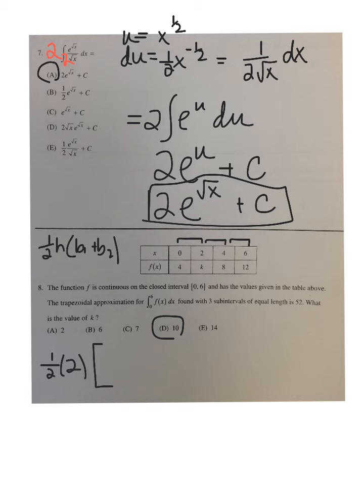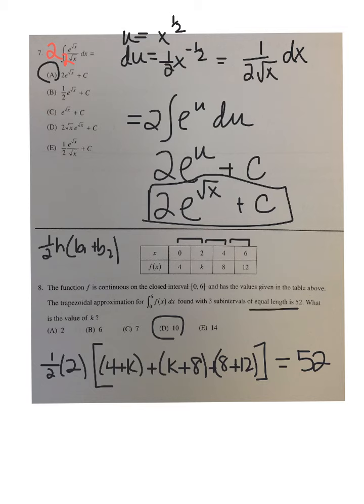So for the first interval, again, remember we add them. So for the first interval, it's going to be 4 and k. The second one is going to be k and 8. And the third one is going to be 8 and 12. Plus. There we go. And they tell you that this is all going to be equal to 52.